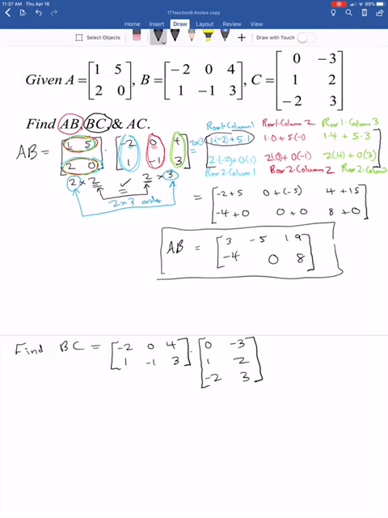Now compare the orders. So 2 rows with 3 columns for matrix B, 3 rows and 2 columns for matrix C. Now what needs to be the same are those, the columns of B and the rows of C. They're equal, we're good, we can move on. So just make sure they are the same, because if they're not, the product is undefined.